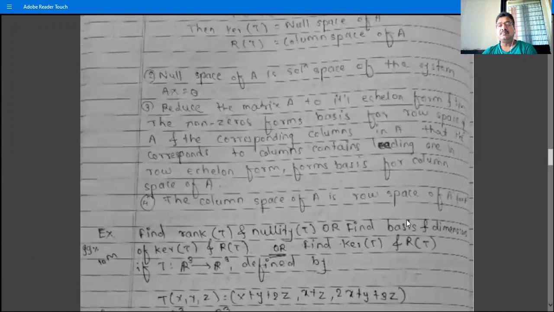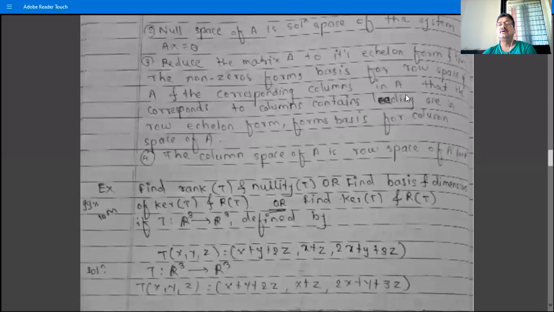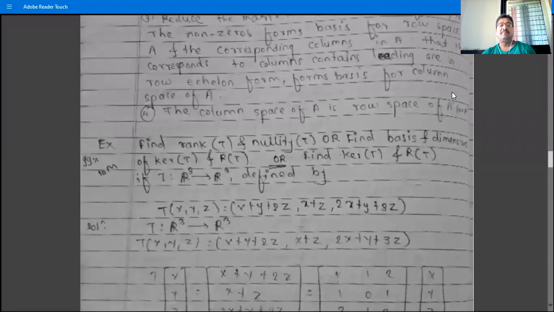And how can we obtain the basis for row space of any matrix? Reduce that matrix to echelon form, and the non-zero rows in the echelon form form the basis for row space of that matrix A. So the question is find rank and nullity of T, or find basis and dimension of kernel of T and range of T, or find kernel of T and range of T. So all the questions have the same answer, same procedure.